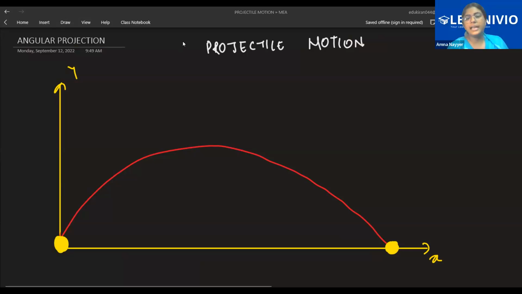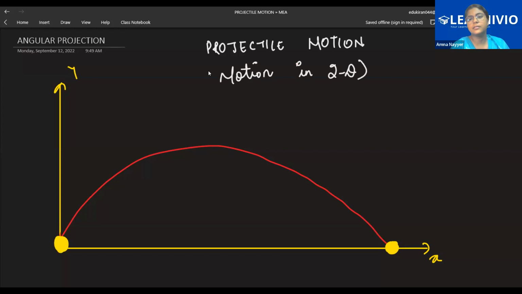See, now in angular projection, there are certain rules which you have to remember. But before that, understand this motion of any object. This is known as projectile motion. Basically, this is motion in 2D.